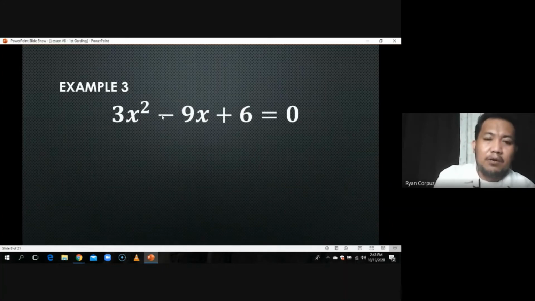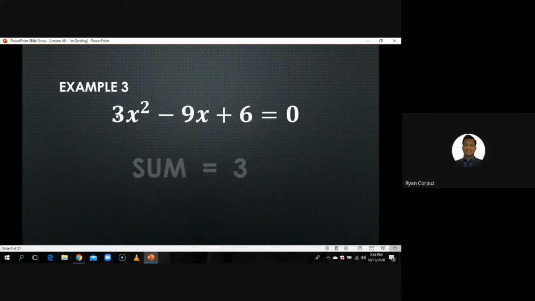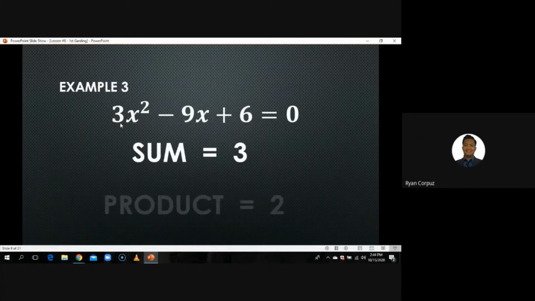So negative of negative 9, that will be positive 9. So positive 9 divided by 3, you come up with the sum which is equal to 3. Now, to find the product, we need C over A. So the value of C is 6, divided by A which is 3. So we do have 6 divided by 3 which is equal to 2.